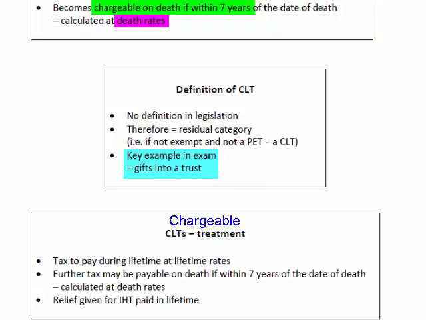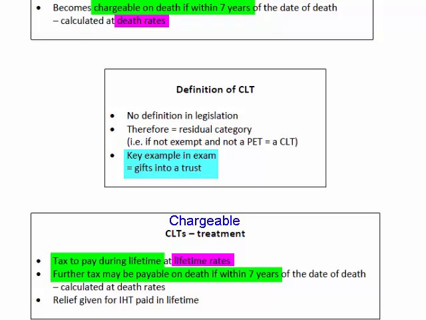A CLT, by comparison, is a chargeable lifetime transfer. The C stands for chargeable, and therefore it is chargeable even while the donor is still alive. So there will potentially be tax to pay during the lifetime at the lifetime rates of tax. There may then be further tax payable if the donor dies within 7 years. And that would then be calculated at the death rates. Relief will be given on the death tax for any tax that was paid during the lifetime. So there would never be a double charge to tax in respect of a CLT.